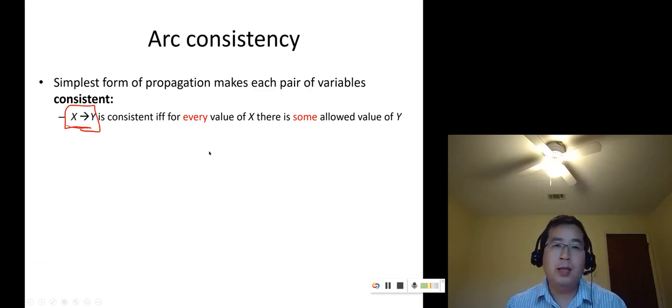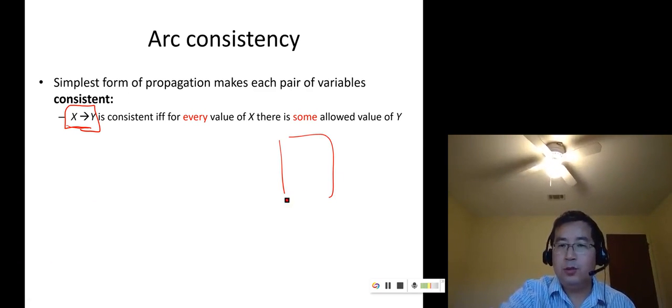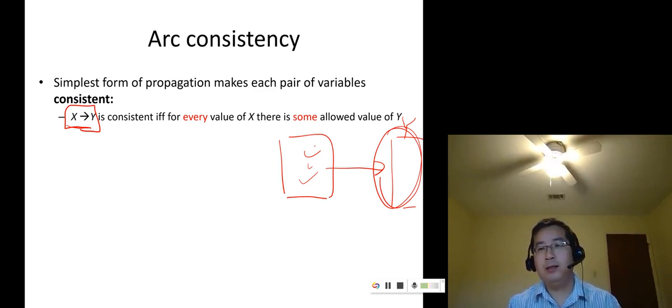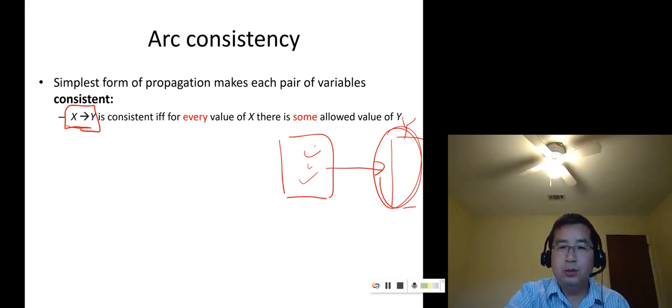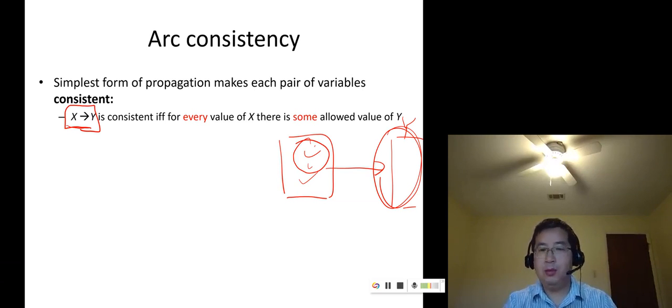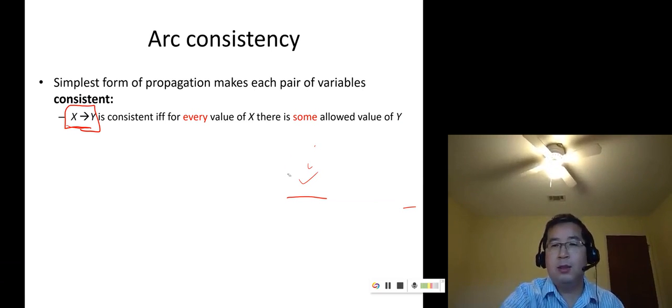So that means X implies Y. For all the possible values from X, you have a choice for Y. So you can choose whatever value, there are no restrictions on Y. That means they're consistent. X can choose any value. But if you cannot, for example, you can only choose some of them, then there's no arc consistency. Only some values are great, and we need to decide which ones.